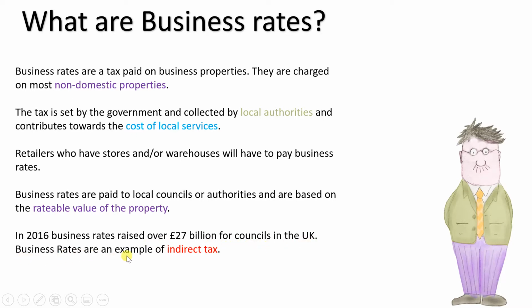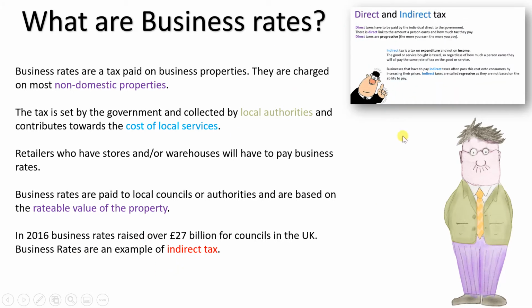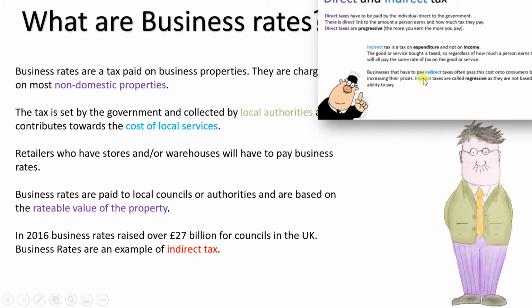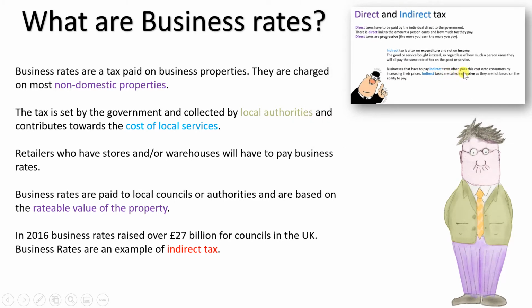Business rates are an example of indirect tax. And if you remember from lesson 2 when we looked into tax, then we need to just revise the difference between indirect and direct tax. Indirect tax is the tax on expenditure and not income. That's the one where businesses that have to pay indirect tax tend to pass the cost on to consumers by increasing prices.